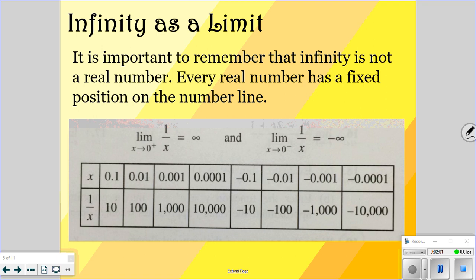So for your limits, if you look at the graph of 1 over x, as you get closer and closer to 0, when you plug in 0.1, you get 10. As you plug in 0.0001, you get 10,000. As you get closer and closer to 0 from the right, it's going to get closer and closer to infinity, because this number is going to keep getting bigger. And then from the left, it's the same thing, it's just going to negative infinity.